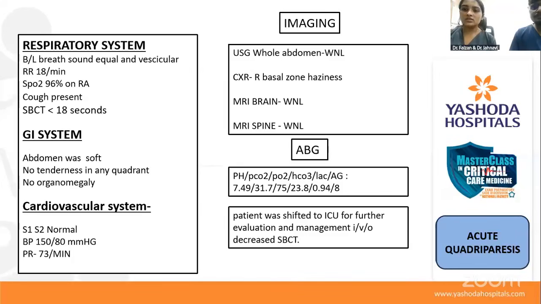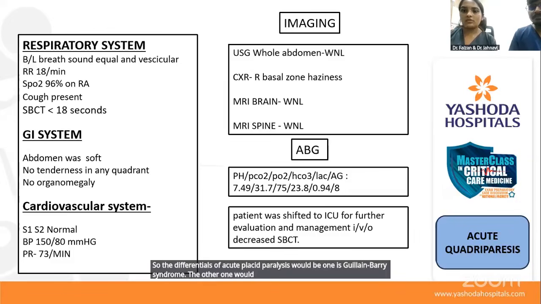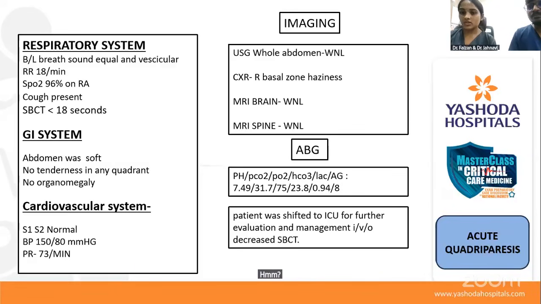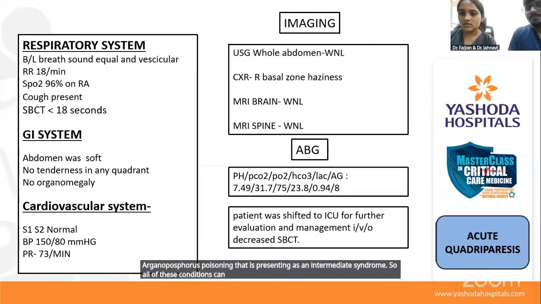So the differentials of acute flaccid paralysis would be, one is Guillain-Barré syndrome, the other one would be hypokalemic periodic paralysis. We can see flaccid paralysis in myasthenia gravis, in Lambert-Eaton myasthenic syndrome, in infective disorders like tick paralysis, diphtheria, botulism, and organophosphorus poisoning presenting as an intermediate syndrome. So all of these conditions can have flaccid weakness, sir.